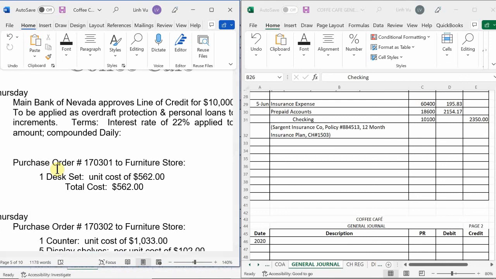Now, can Furniture Store not send you it? Would you still record it? What if they never receive your purchase order and they never send you out the desk?